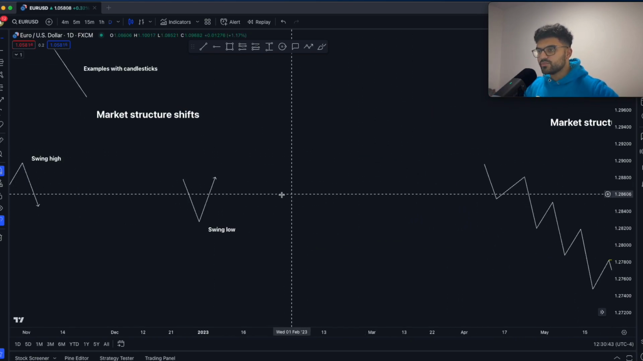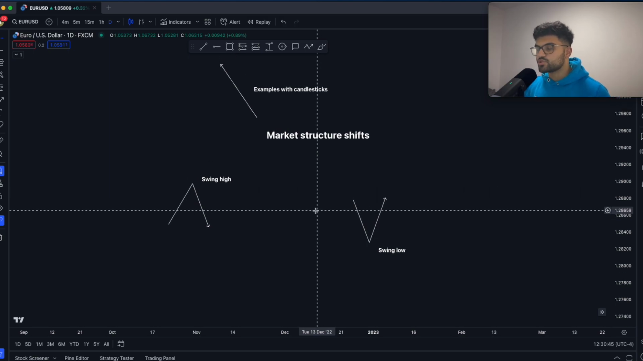So now let's actually move on to something very, very key, which is going to benefit you guys so much. And this is swing high and swing low. Now, in order for a market structure shift, we need to know which point gets broken.